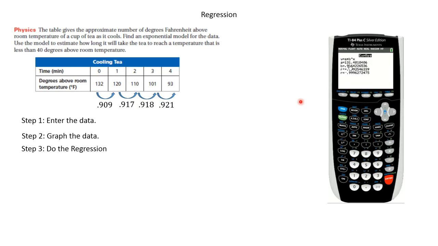It tells us y equals a times b to the x. Gives us a equals 131.4. B equals 0.916. The r squared is how close does it fit. That's really close. I would write this down because when we look at the graph, it's going to go away. We'll get it written down in just a second.